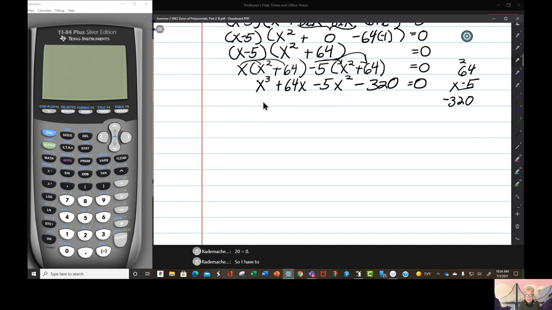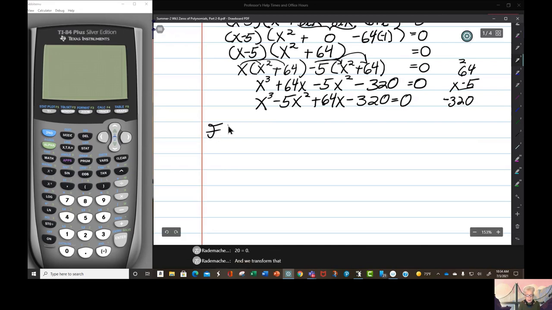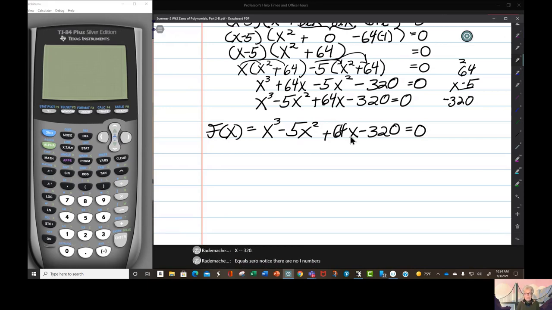So I have to rearrange this in descending order. x to the third minus 5x squared plus 64x minus 320 equals 0. And we transform that into f of x equals x to the third minus 5x squared plus 64x minus 320. Notice there are no i numbers. There are no complex numbers in this function, even though it had complex conjugate zeros. And the reason for that is when you have complex conjugate zeros, the complex numbers cancel each other out.